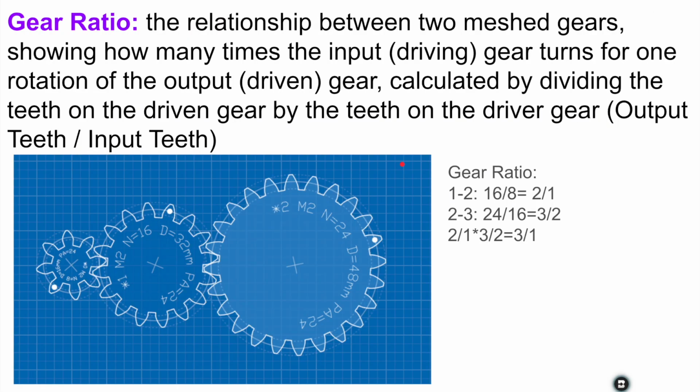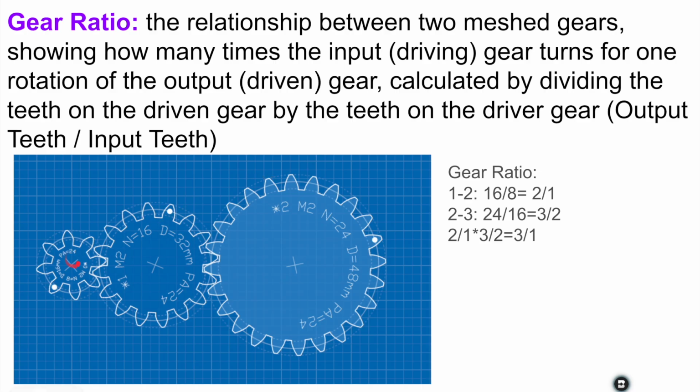In order to figure this out, you have to figure out the gear ratio. So this is the relationship between two meshed gears, showing how many times the input or driving gear turns for one rotation of the output or driven gear. It's calculated by dividing the teeth of the driven gear by the teeth of the driver gear. So it's output teeth over input teeth.